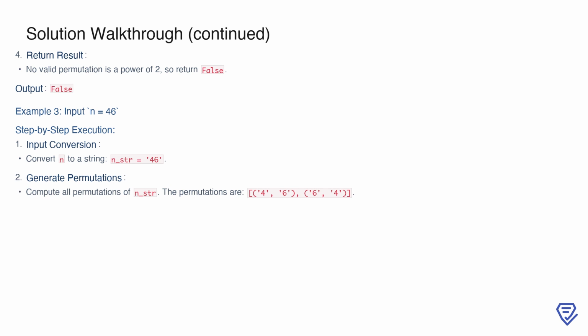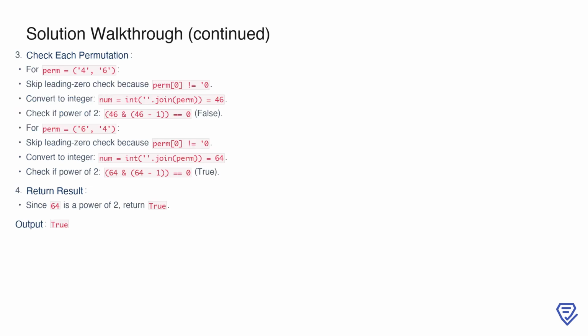With the permutations ready, we can now check each one to see if it forms a valid number that is a power of 2. For the first permutation, 4, 6, we skip the leading zero check since the first digit is not 0. We convert the permutation into an integer, resulting in number equals 46. Checking whether 46 is a power of 2 using the bitwise condition, 46 & (46 - 1) equals 0, we find that it evaluates to false.